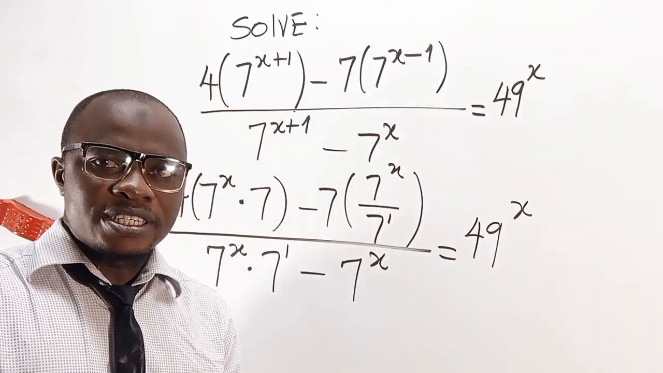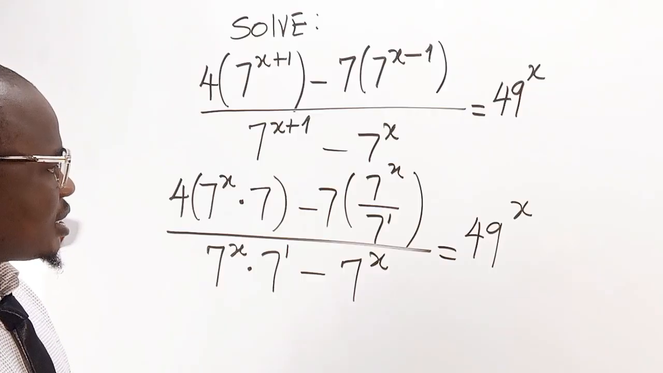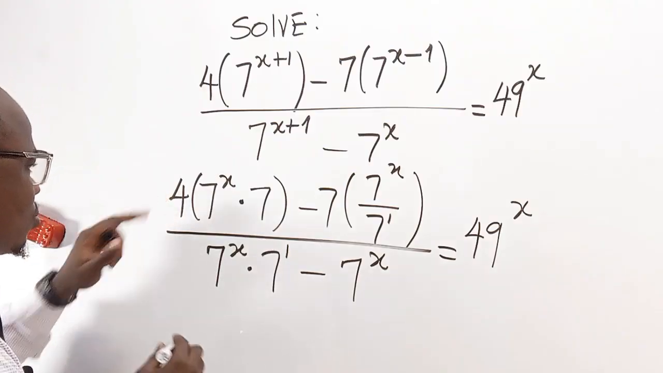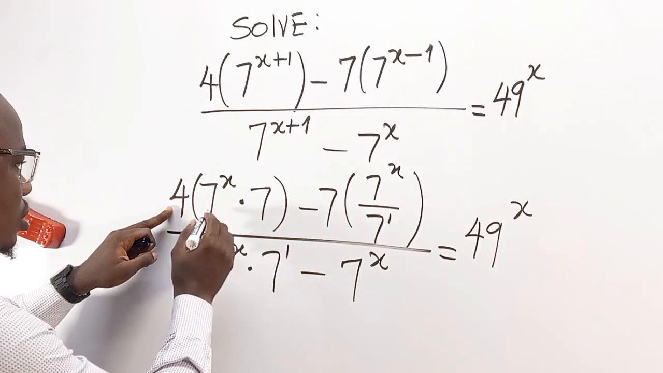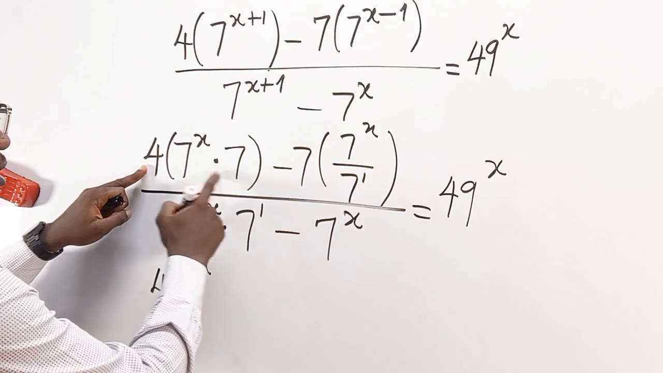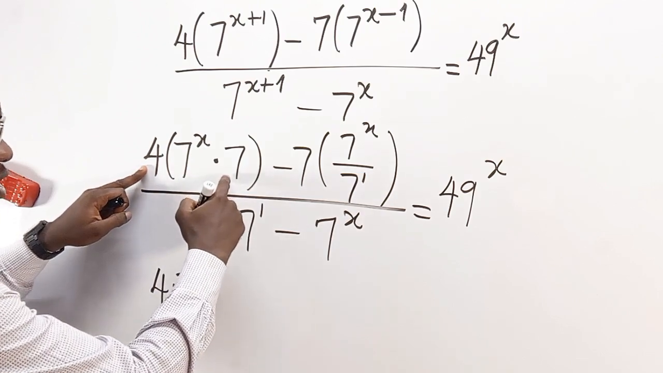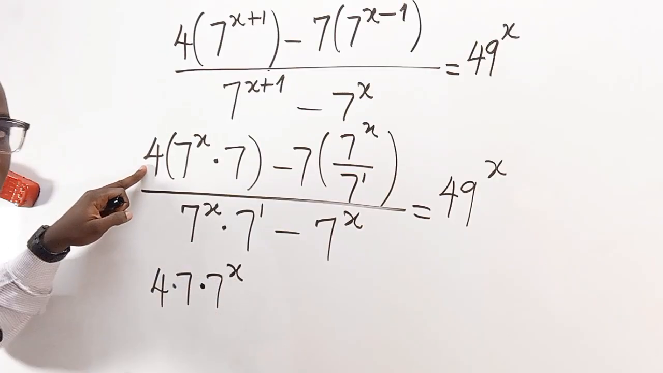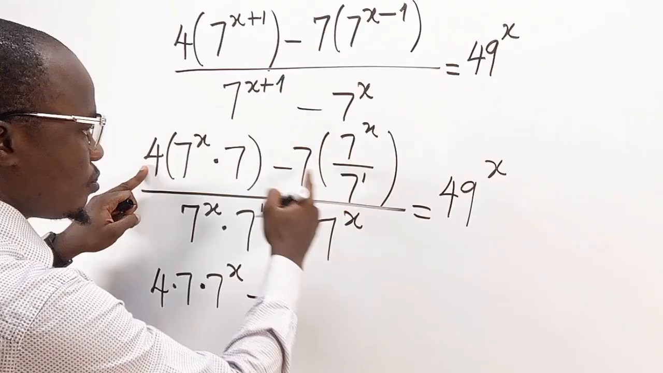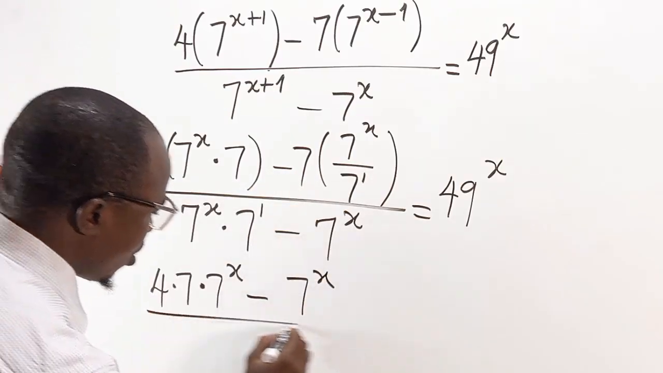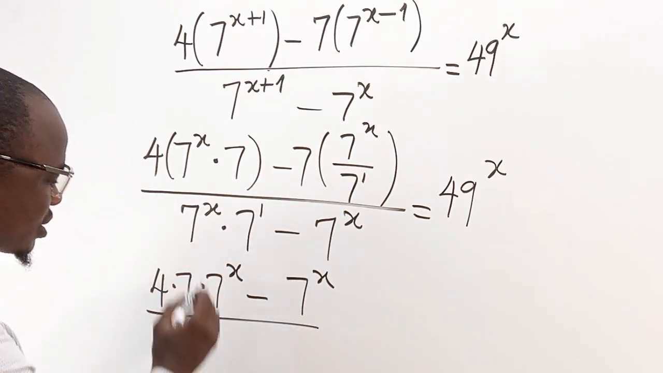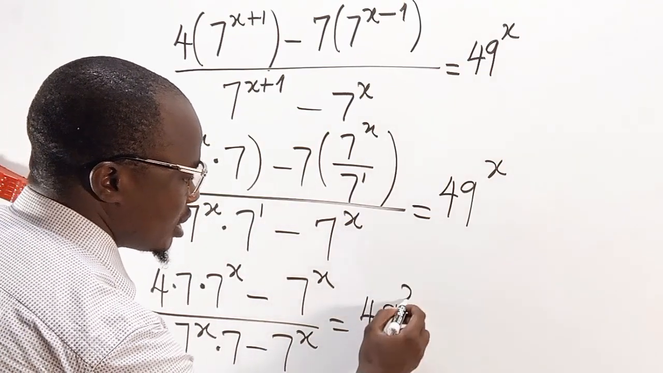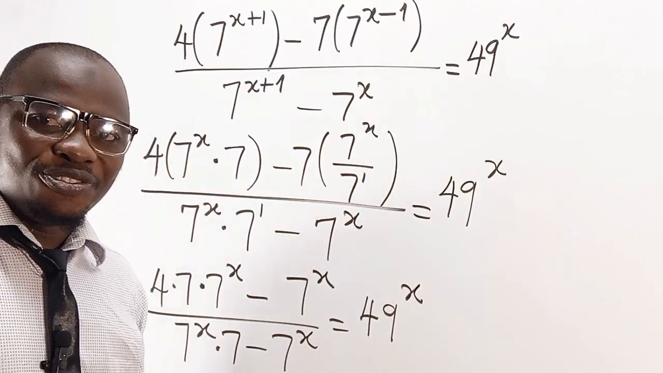Now moving on, the next thing we're going to do here is that if you look at this 7 here and look at this 7 here, this 7 we cancel out this 7 here. So we're going to have 4 multiplying 7 to the power of x. But you see this multiplication here, 4 times 7 multiplied by 7 to the power of x, minus this 7, we cancel this 7 here, we have 7 to the power of x all divided by 7 to the power of x multiplying 7, then minus 7 to the power of x equals 49 to the power of x. Are you following?